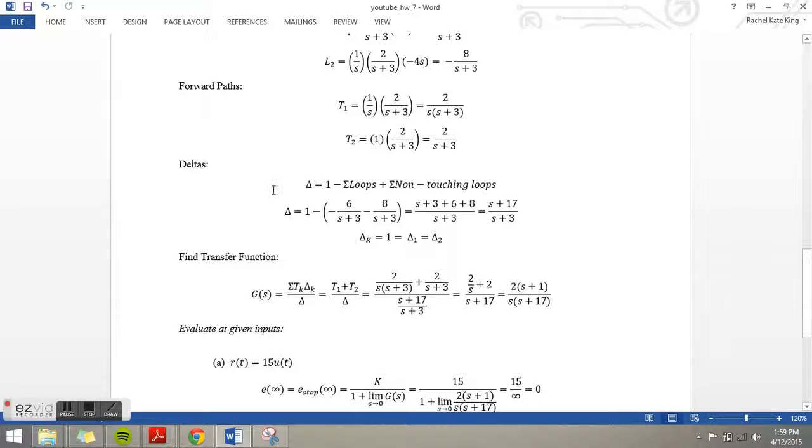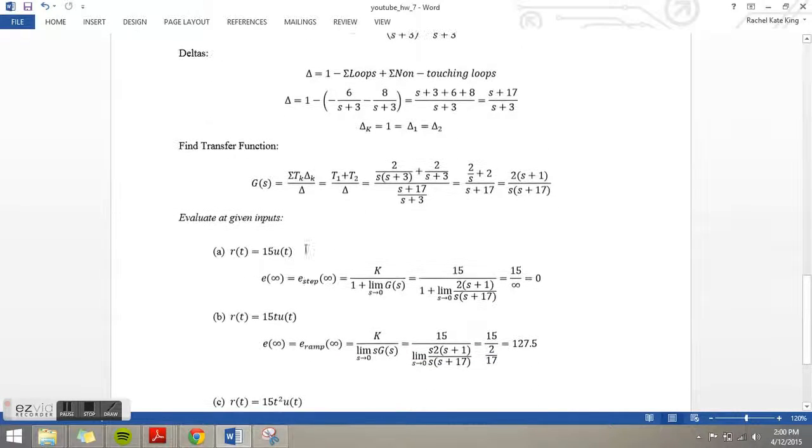So delta is a little different. We have to follow these summations, but we actually have no non-touching loops, which makes it a lot easier. So it's just going to be 1 minus the summation of those loop gains, and it gives us this expression. For delta sub k, that's also dependent on non-touching loops, and since we have none, it's just going to be 1, which is going to make our calculations for the transfer function much easier.